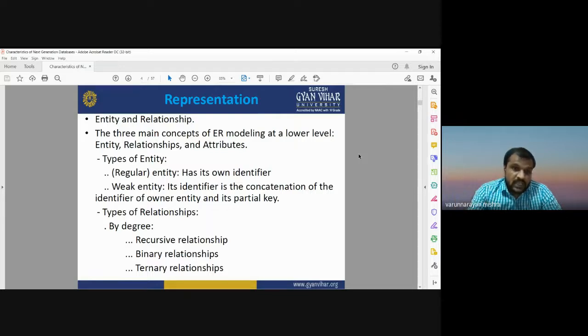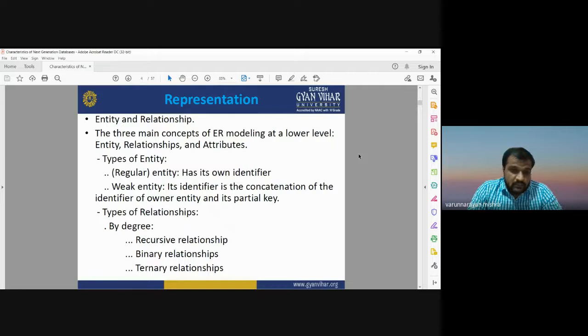So what is an entity? It is important to know the entity. An entity is any real world object, any real world feature about which we are going to collect the data. An entity may be of two types. It may be a regular entity, which has its own identifier, or it may be a weak entity, which means that its identifier is the concatenation of the identifier of the owner entity and its partial key.